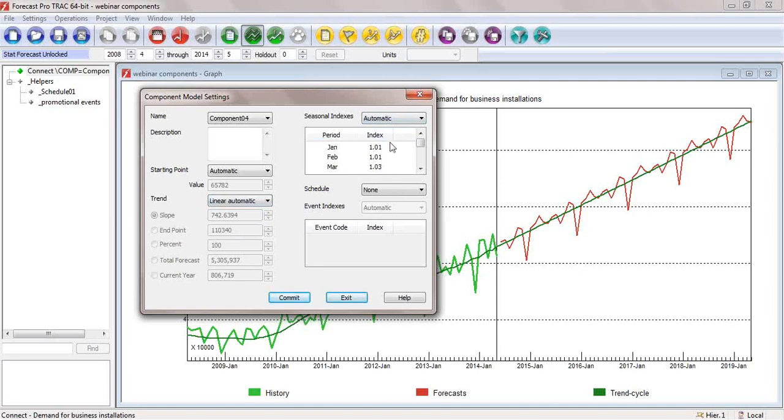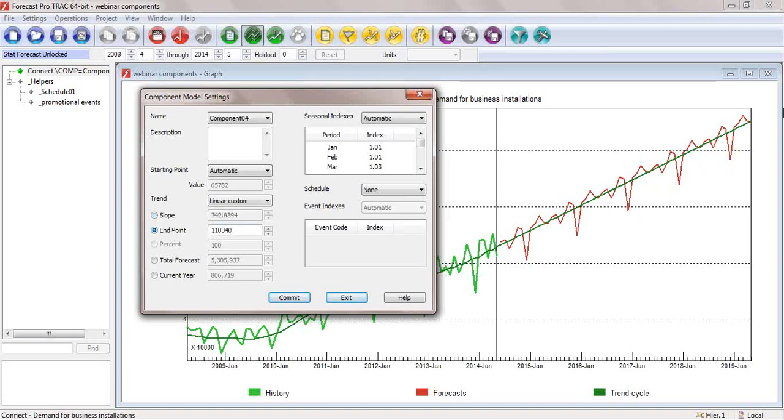Seasonal patterns. Here are the seasonal indices. It was done automatically, but again, I might want to customize it. And finally, events. If I have an event schedule with different promotional events, I may want to adjust those too. So we'll do a couple of things here. Let's start by exploring changing the trend. I'll go to a custom linear trend, so it's still going to be a straight line trend, but we can play with different parts of it.